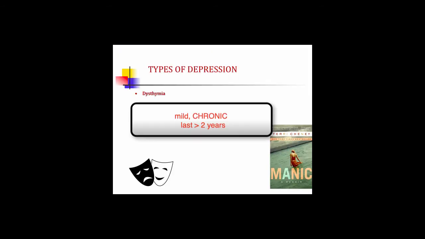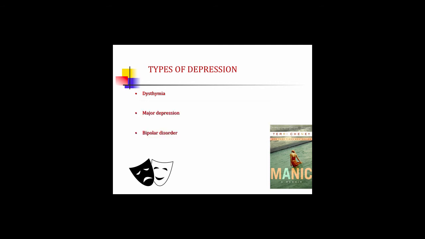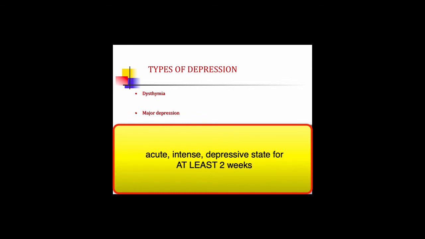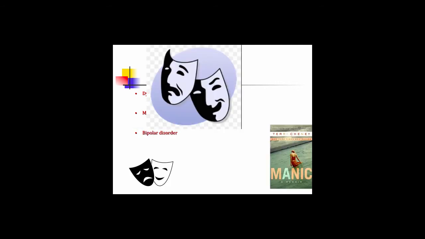Dysthymia is a mild, chronic depression lasting more than 2 years. A major depression is an acute, intense depressive state that is sustained for at least 2 weeks. And bipolar disorder, that used to be referred to as manic depressive disorder. We also have seasonal affective disorder.